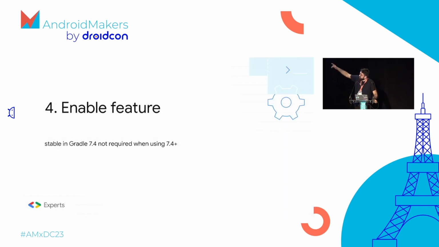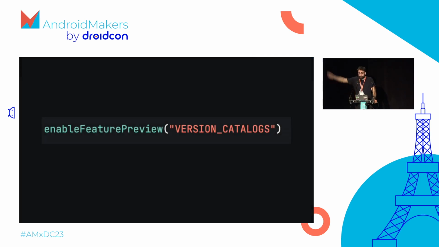The only thing is the fourth step, which applies to the old Gradles. If you have a Gradle version below 7.4, which you should not have, but if you do, then you need to manually enable this feature because it was beta, and you just need this one line. Otherwise, you are good to go. So in three steps, you just created your version catalog, your builds are a bit faster, and you have all the pros from using the libs versions catalog.